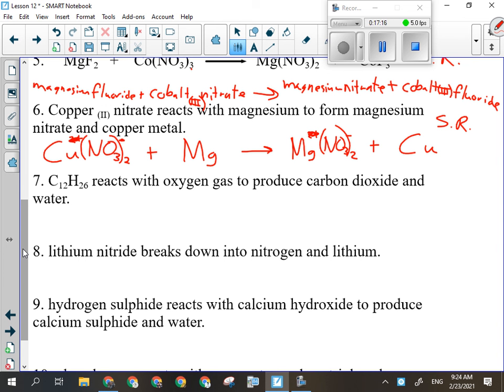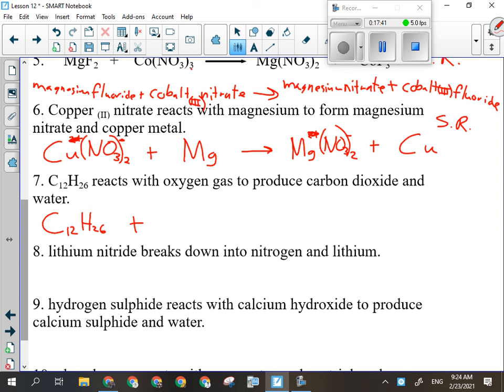Number 7 is going to have some big balancing numbers because of these two things here. I didn't give you the name of this so that you could just start it out. Like so. What's it reacting with? Oxygen. Now, here's the thing I want to illustrate with this.